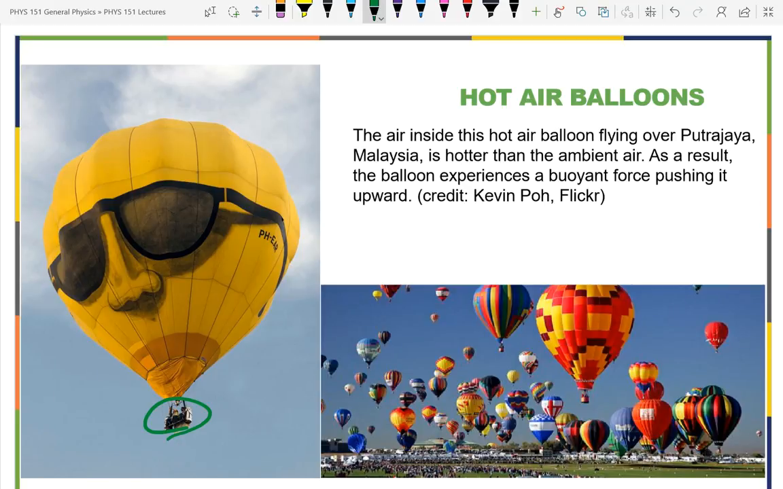Because it expands, its density is lower than air. And so it goes into the balloon, you trap that hot air that's less dense. Outside you have more dense air. So if you calculate the weight of the entire balloon with its less dense air plus its payload, if that weight is less than the weight of the air displaced by the balloon, then you have a net upward buoyant force and it floats upward.